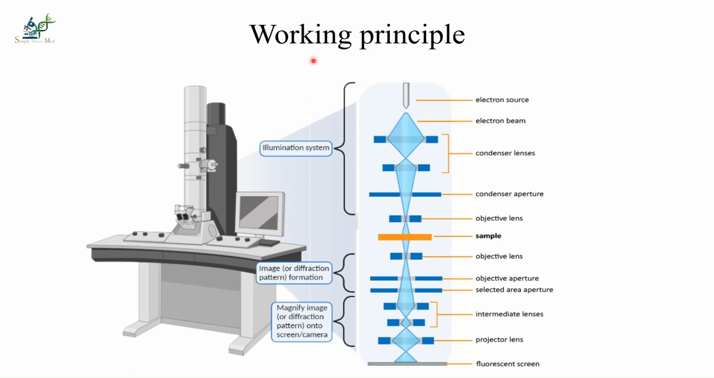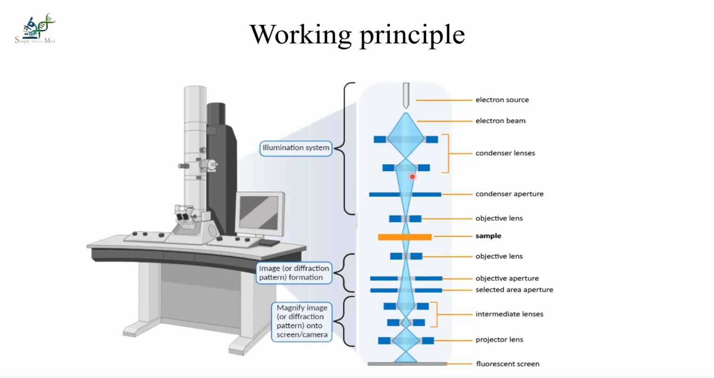The working principle of the transmission electron microscope: this is the tube of the transmission electron microscope. This tube is in vacuum, that means there is no air present inside this tube. And this tube is again divided into the illumination system, image formation area and image magnifying area. So this is the electron source. From the electron source, electrons will be produced, and this electron beam will reach the condenser.